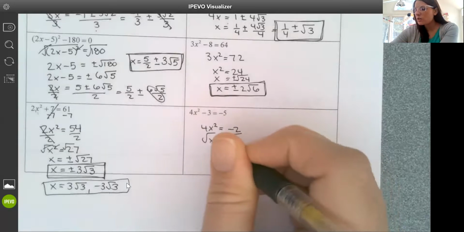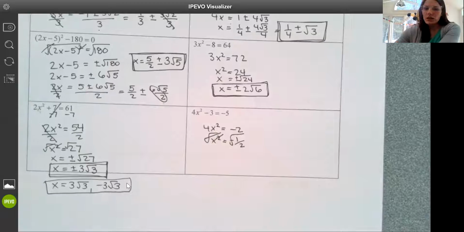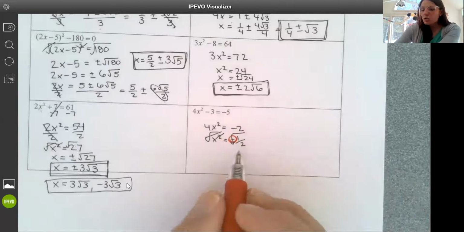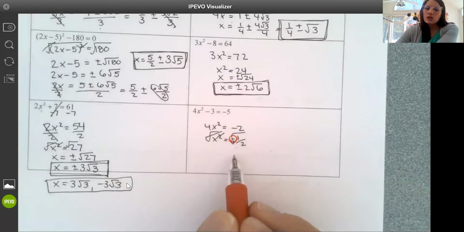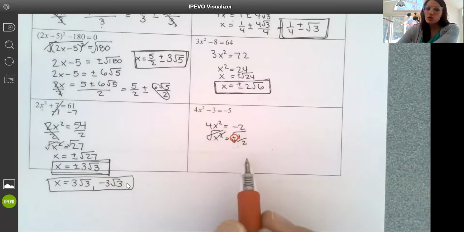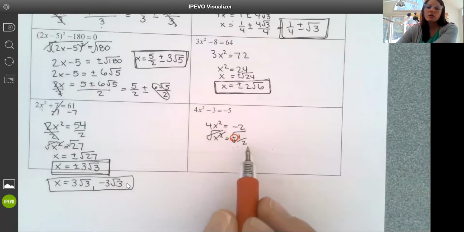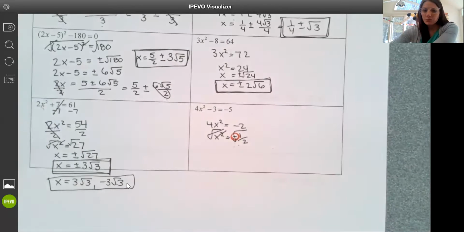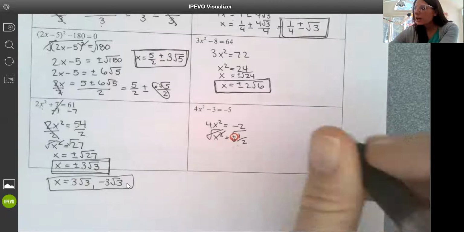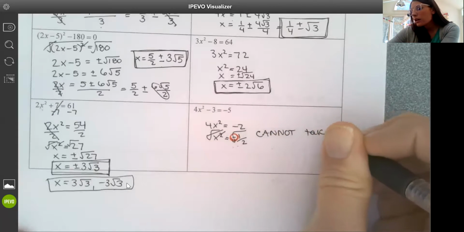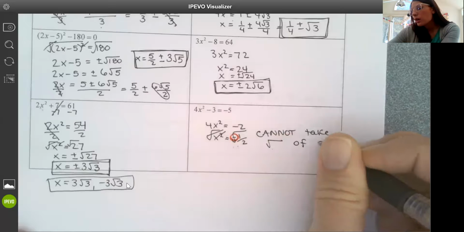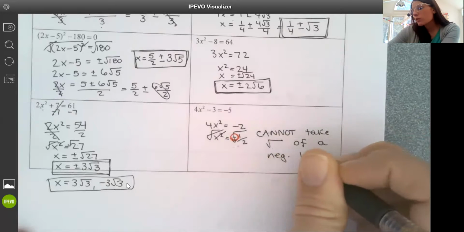So if I went to solve this right here, this negative should be a red flag to me that there is no solution. There's no real solution. In Algebra 2, you would have an imaginary solution here, but there's no number that multiplied by itself is going to give me -1/2. So because I cannot take the square root of a negative number.